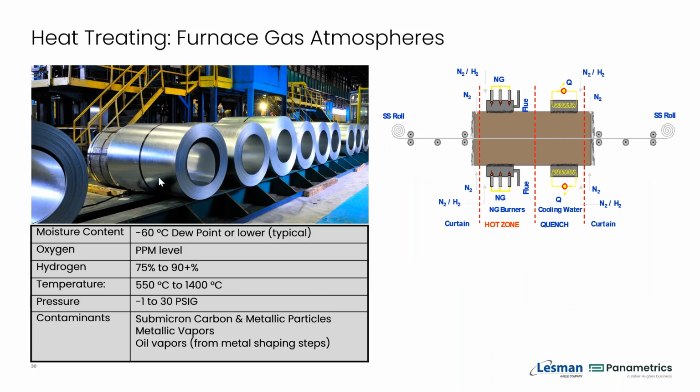Here you could see what would look like a galvanizing line. And what you see is stainless steel rolls going in through these high temperature furnaces with multiple heat zones and then coming out the other side. And in this heat treating process, you do need to control the hydrogen-nitrogen blend, the oxygen level, and the moisture level.